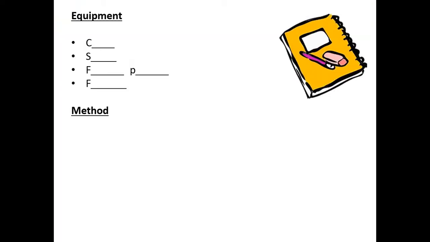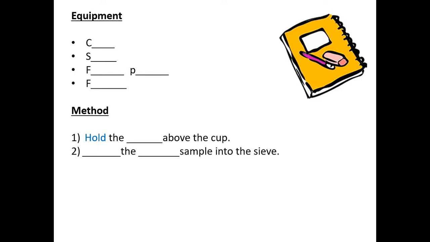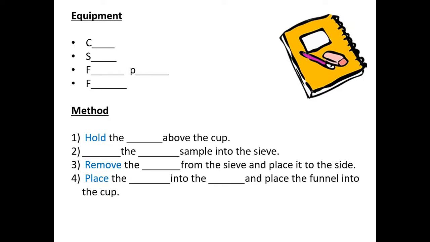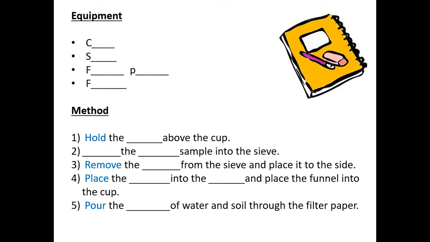So you would start with your subheading of equipment, and then you need something beginning with C, something beginning with S, something beginning with F, and then a P, and then another F. So think about what equipment you'll need today. Then your method: hold the something above the cup, something sample into the sieve, remove the something from the sieve and place it to the side. Place the something into the something and place the funnel into the cup. Pour the something of water and soil through the filter paper.